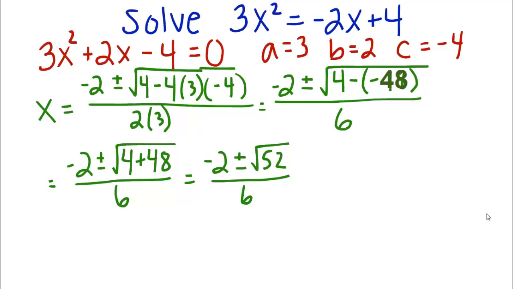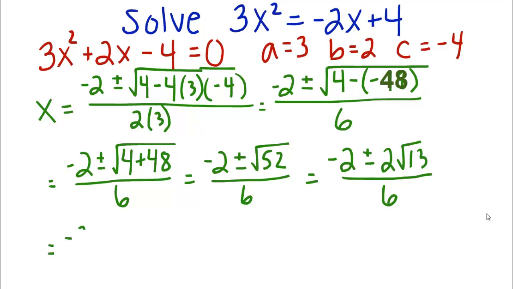You can leave your answer like this, or you might remember from maybe geometry or algebra 1 that we can reduce the square root of 52. The square root of 52 is really 2 root 13. Notice we could keep simplifying this. We could call it negative 2 over 6 plus or minus 2 root 13 over 6. And we can simplify that a little bit further, negative 1/3 plus or minus root 13 over 3.